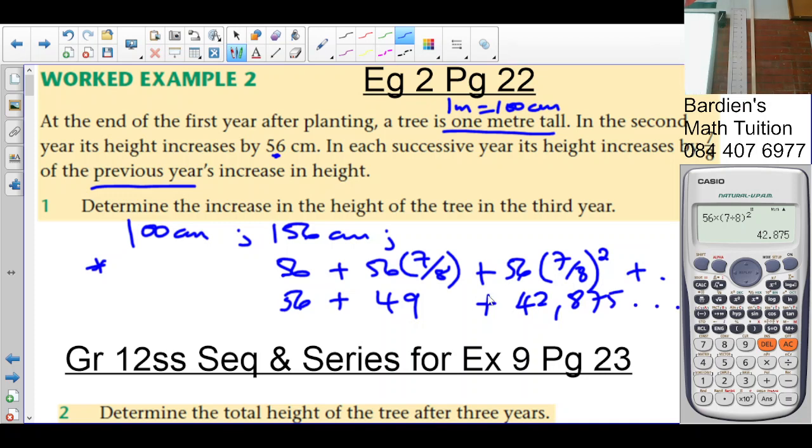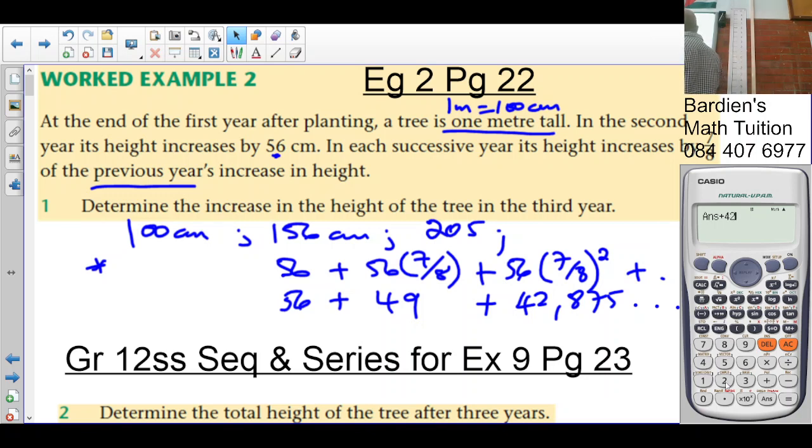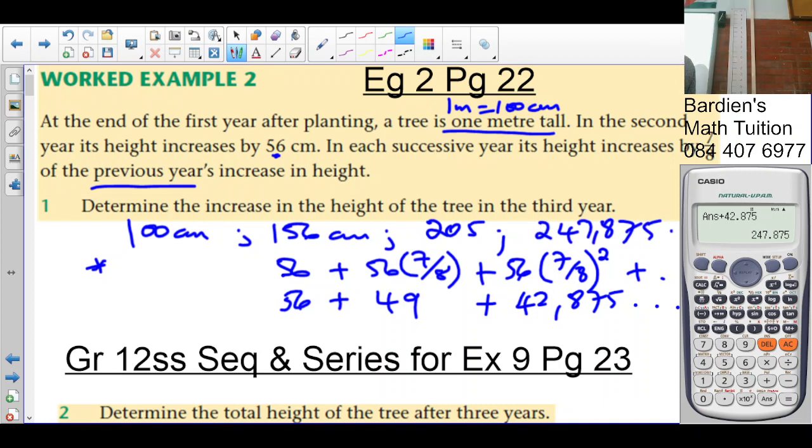So after the first year, it's 100 centimeters. The second year is 156. The third year, I'm going to add 49 to 156, which gives you 205 centimeters. After the next year, I'm going to add its increase in height, which is 42,875, which gives us 247,875. Okay. And so on and so on. The dots meet together and they carry on further.